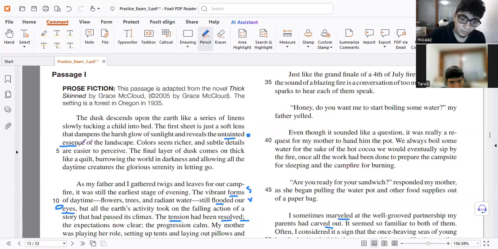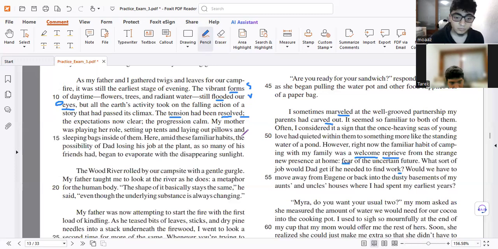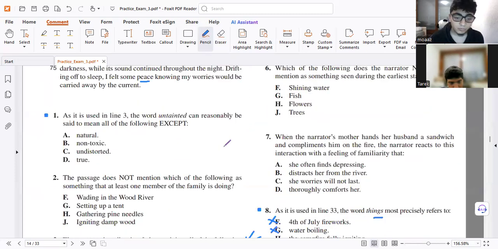Essence of landscape, color, symmetry, and subtle details. What reveals exactly? The first sheet is just a soft lens that dampens the harsh glow of sunlight and reveals. So the first sheet is the subject, is and reveals. So the first sheet reveals the untainted essence of the landscape. Which one is not mentioned?